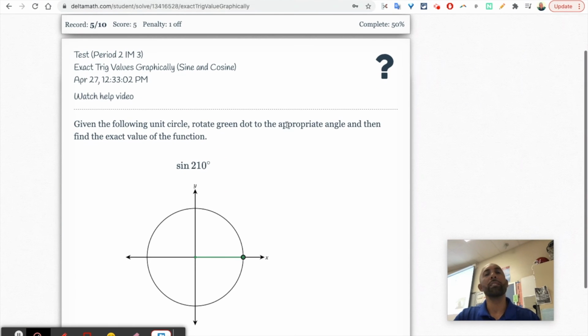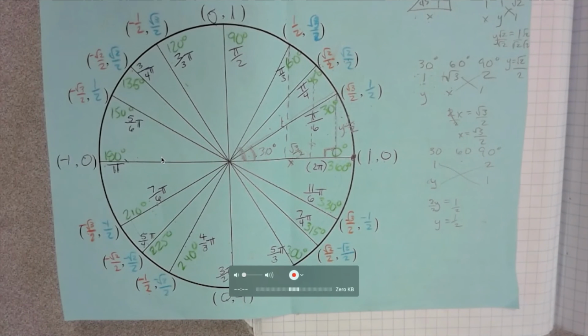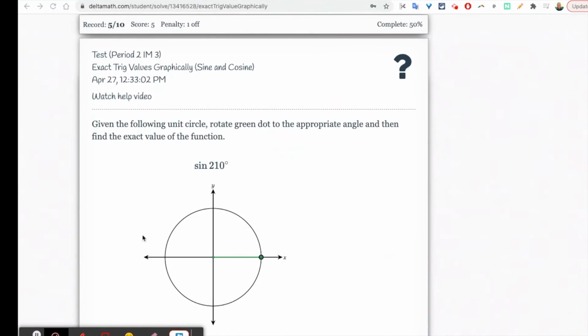All right, so let's see. Now we got the sine of 210. All right, so we're going to go to 210. Now we want the sine value, the y value, so -1/2.